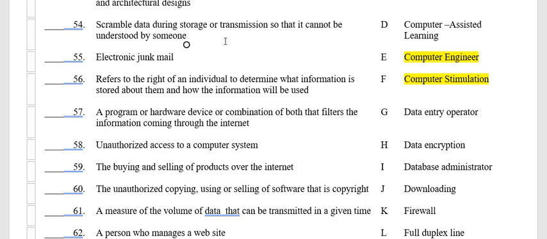Scramble data during storage or transmission so that it cannot be understood by someone. That's encryption. When you encrypt your data, people cannot be able to read it.